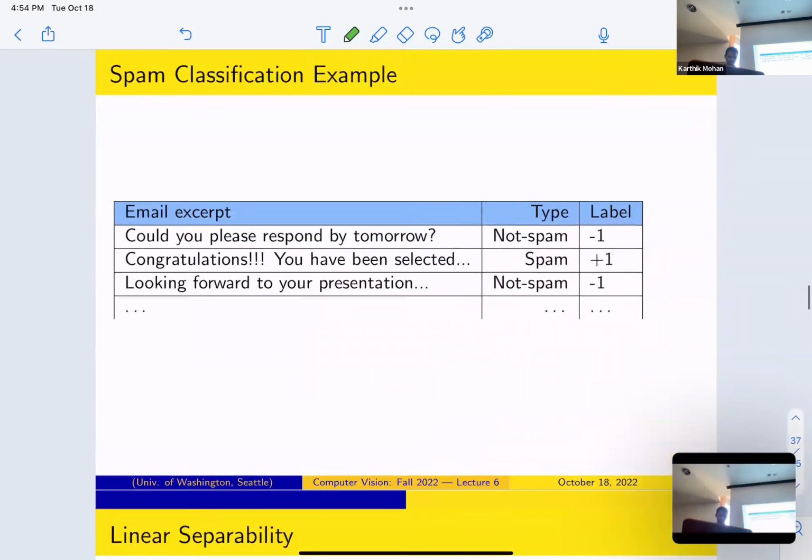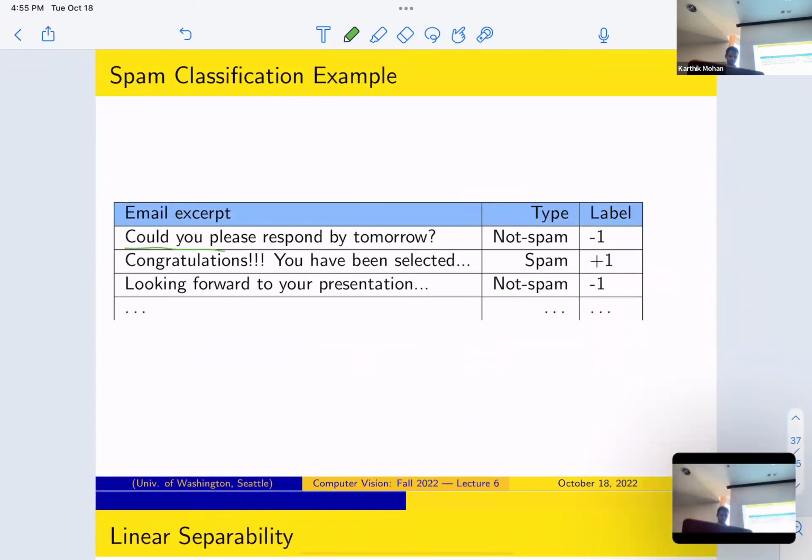Some examples of how you would label. Let's say this is an email excerpt: could you please respond by tomorrow? You say, oh, that's not spam, so let's put a label -1. You get an email that looks like, congratulations, you've been selected for this offer, blah, blah, blah. You say, oh, that's spam, then you say that's a label +1. And then you have something else, looking for your presentation, not spam. So this could be part of your training data, right? Training data has something like this, some text and some label, text and some label.